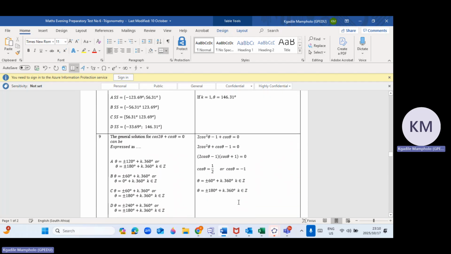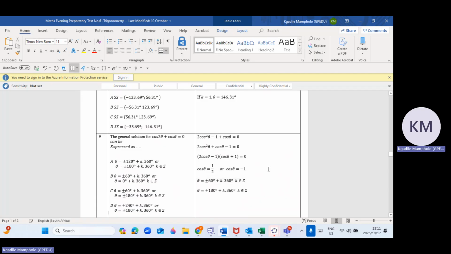Number 9, the general solution of cos 2 theta plus cos theta equals 0. Learners, I want you to remember this: expansion of cos 2 theta can be done in 3 ways. Every time, you first check the middle one. If the middle one is a cos, you choose the one with 2 cos squared theta minus 1 because the middle one is cos. The main aim is to make the ratios the same. Then you factorize, then you get the answer.